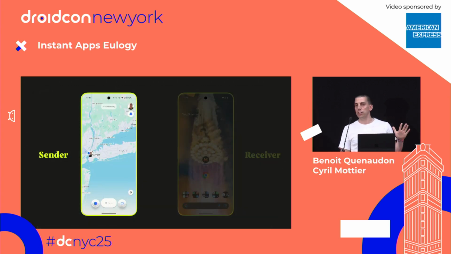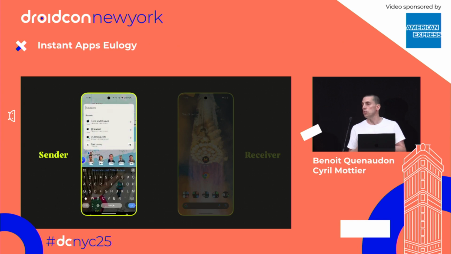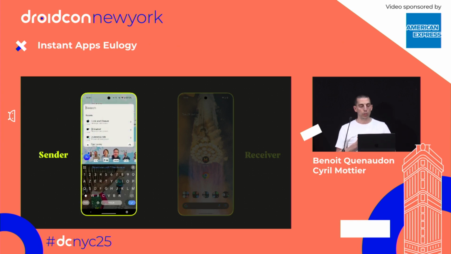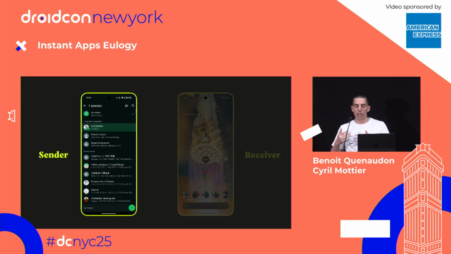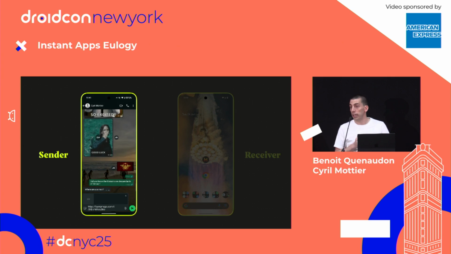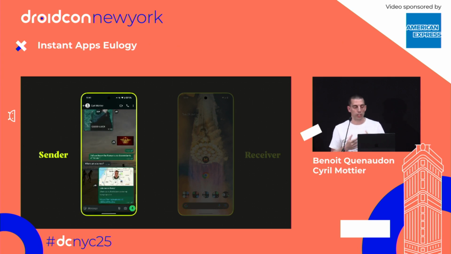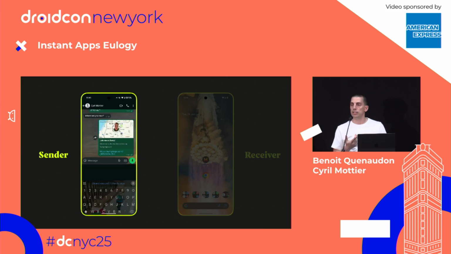So let's see what it looks like. On the sender side, let's say it's Benoît who wants to send me his location. He's going to navigate into Bump, look for the Add Friend button, and the Add Friend button will open a panel where you can find all of your friends. And it will actually just share a link to myself. As you can see here, this is using WhatsApp.